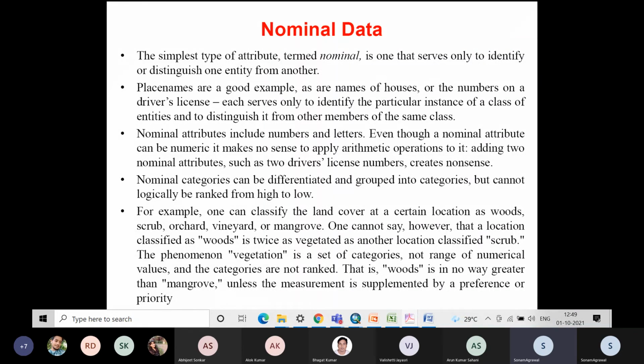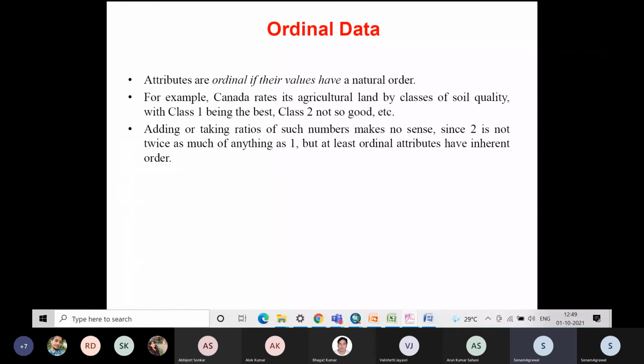Then the second one is the ordinal data. As the name suggests, when we say the ordinal data, it has an order. There will be a ranking in that case. So whenever a data has a rank, certain order, then it will be called the ordinal data. Like suppose if I take the Happy Valley example, which is given in the Ian Haywood book, in a Happy Valley region, there are several cafes.